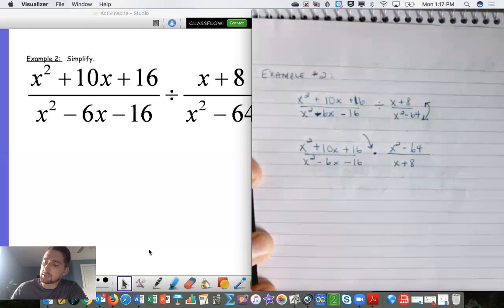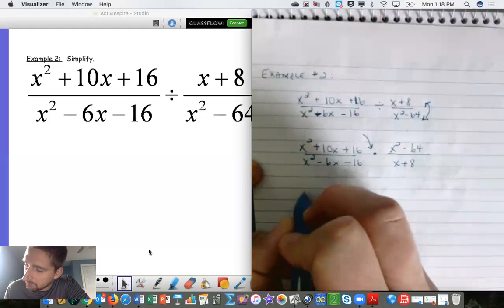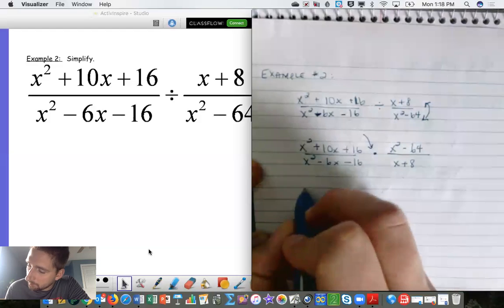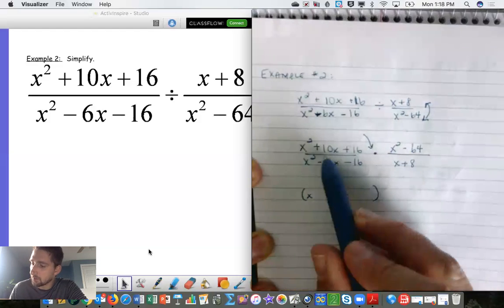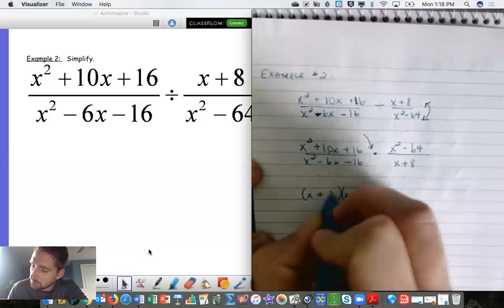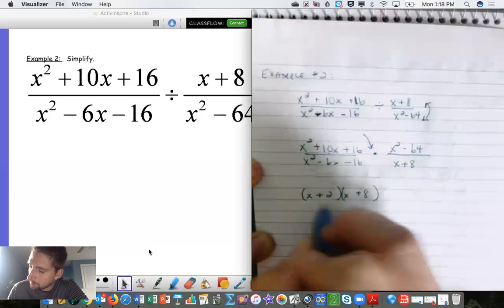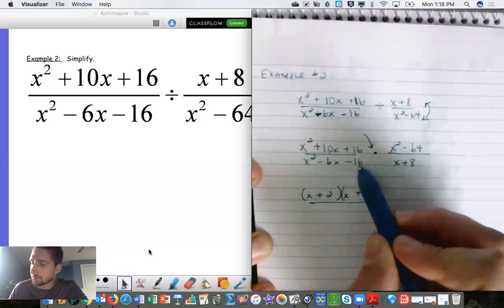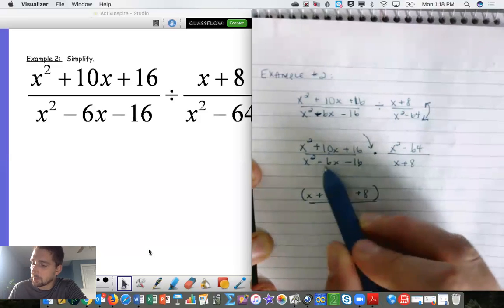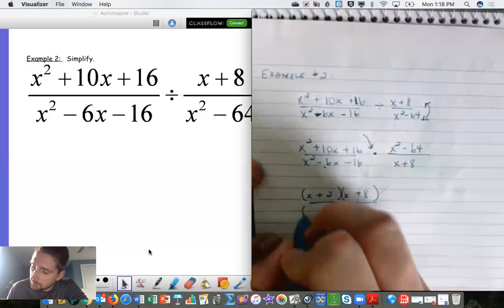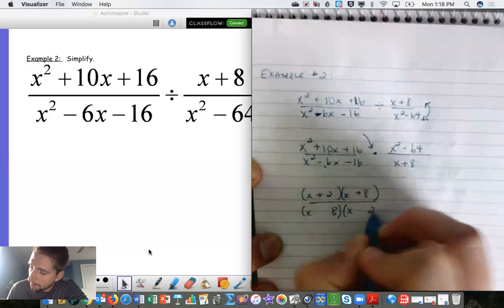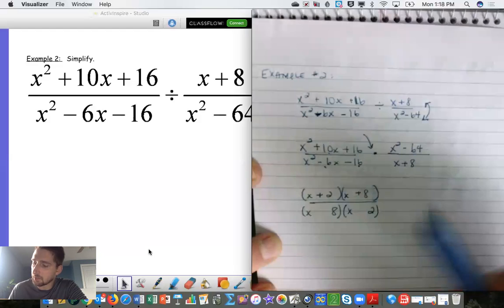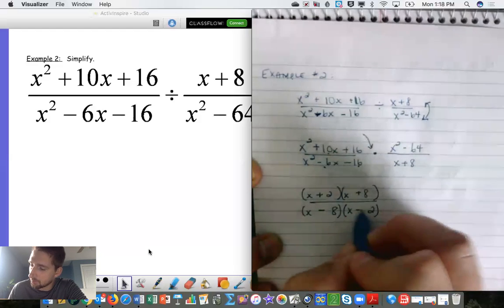So same thing as example 1, I'm going to look to factor my numerator. Factors of 16, that can be a positive 10. Well, it's going to be 2 and 8. Factors of negative 16, that gives me a negative 6. That's going to also have to be 2 and 8. I need a negative 6 this time, so I'm going to need a negative 8 and a positive 2.